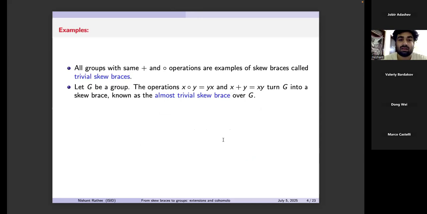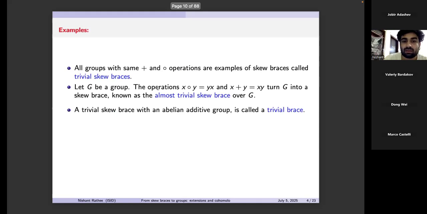So let us see some non-trivial examples. Suppose you have a group G, then you define circle operation to be the opposite group operation of G. X circle Y is equal to Y X, and X plus Y is the usual group operation. Then this will also be a skew brace structure over G, something called almost trivial skew brace. So note that if G is an abelian group, this is just a trivial skew brace structure over G.